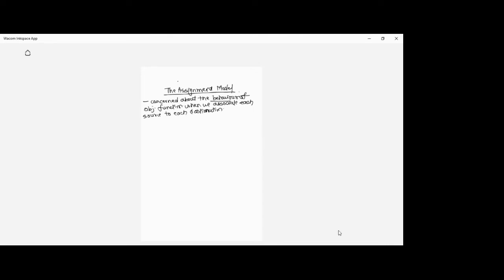So here, the behavior of your objective function is very, very important. So what is your objective function? Depending upon that, the answer will change. So I'm hoping that you have understood, right? So the assignment model is assigning of one source to one destination, or assigning of one task to one person.